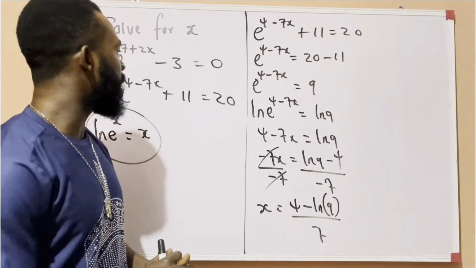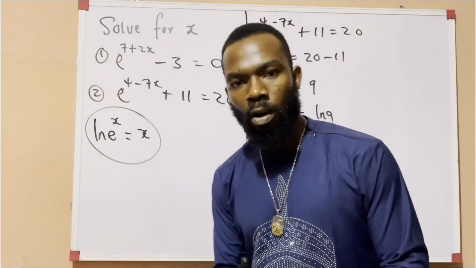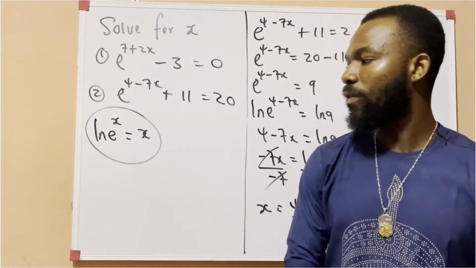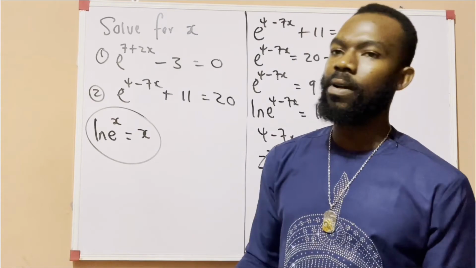So class, we have come to the end of today's class, and I hope you learned something. Please don't forget to always put this in your head: ln e raised to the power of x is equal to x. It means ln e raised to the power of 4 is 4, ln e raised to the power of 9 is 9, and so on and so forth.